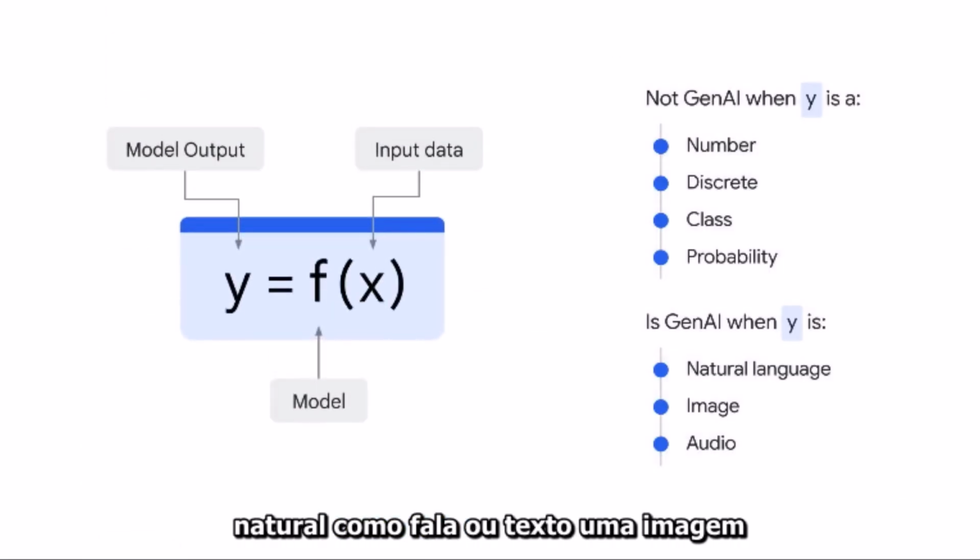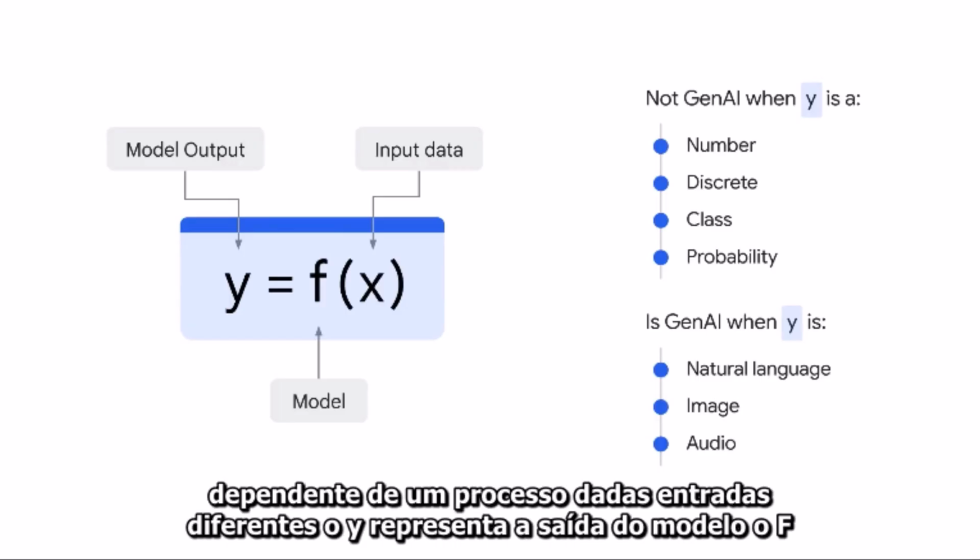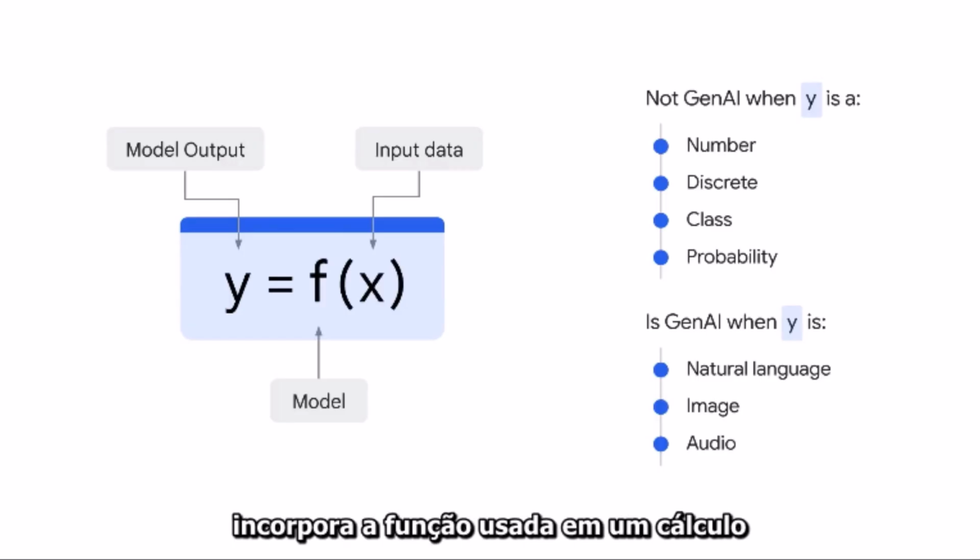Visualizing this mathematically would look like this. If you haven't seen this for a while, the y is equal to f of x equation calculates the dependent output of a process given different inputs. The y stands for the model output, the f embodies the function used in the calculation, and the x represents the input or inputs used for the formula. So the model output is a function of all the inputs.